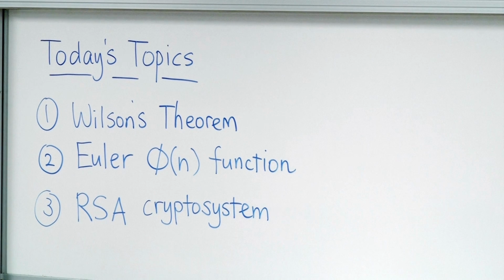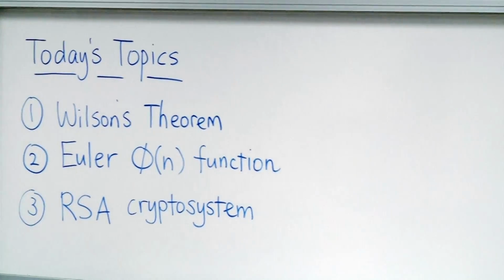Okay, so let's start the class. Today we will continue the discussion on Wilson's theorem. We have talked about this last time, but we didn't give a proof. Then we will talk about a new thing called Euler phi function. And then, if we have time, we will talk about the RSA cryptosystem.